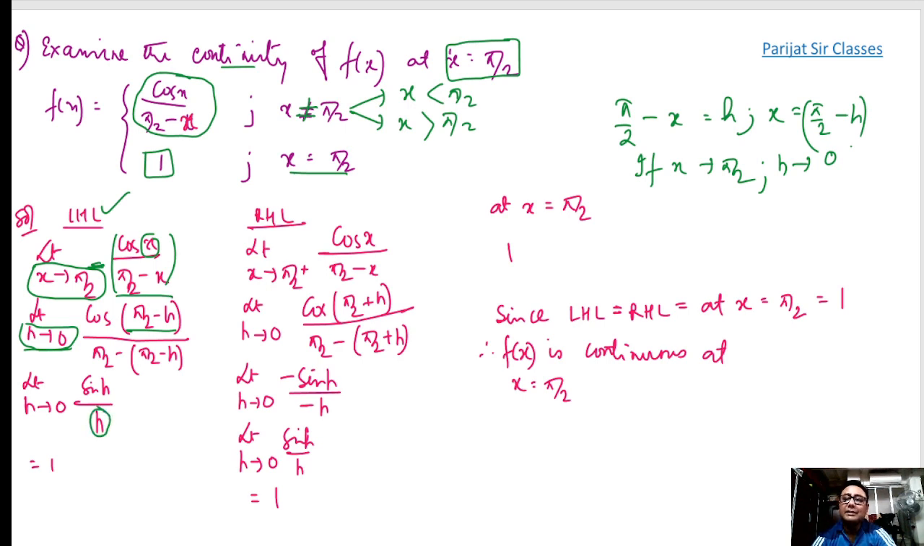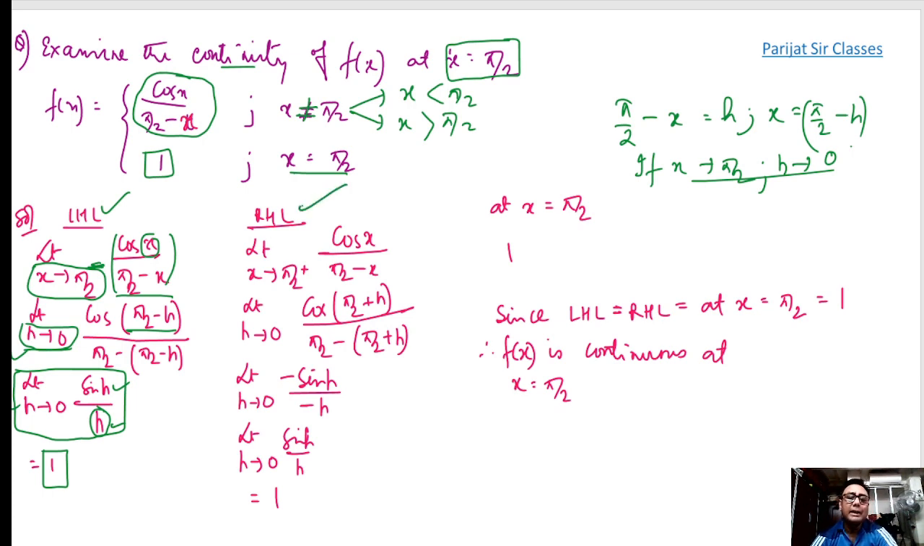And if x is tending to pi by 2, h will tend to 0. So ultimately it comes limit h tends to 0. So the upper one becomes sine h by h, and this is a formula which gives me 1, because limit x tends to 0, sine x by x is 1.